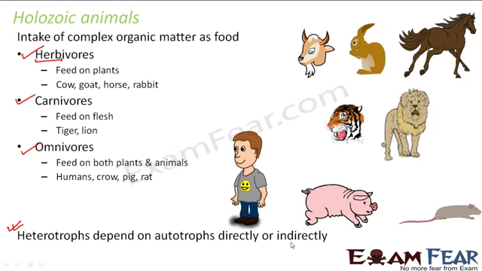If you look at the herbivores, they are directly dependent on plants. But the carnivores are indirectly dependent on plants, because the carnivores feed on other animals. For example, a lion can feed on a goat. But the goat in turn feeds on the plants. If there are no plants, there will be no goat, because goat cannot survive without plants. Now if there is no goat, then the carnivore, that is lion, cannot survive. So lion is also dependent on plants, but not directly. It is indirectly dependent on plants. So we can say that heterotrophs will always depend on autotrophs, either directly or indirectly.